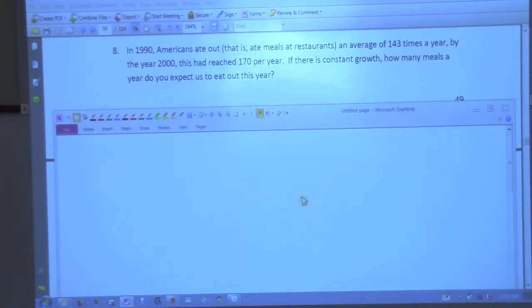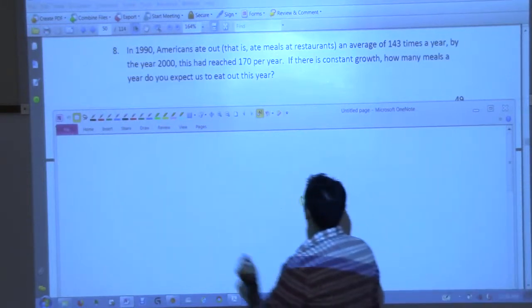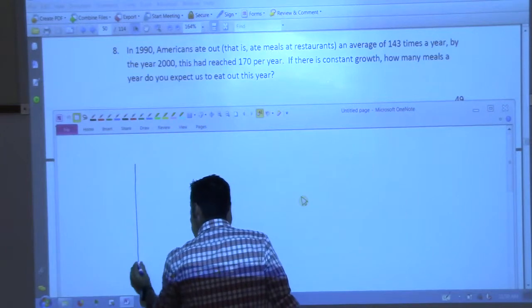I think what they're giving you here are two pieces of data. They're telling you what happens in 1990, and what's happening in 2000, right? And they're trying to get you to predict, if it still is behaving this way, what's happening now, right? Do you all see that from the question? Do you read it that way? 1990, Americans ate out 143 times a year. 2000, 170 times per year, if the growth is constant. So if it's maintaining that same trend, then what would be happening now?